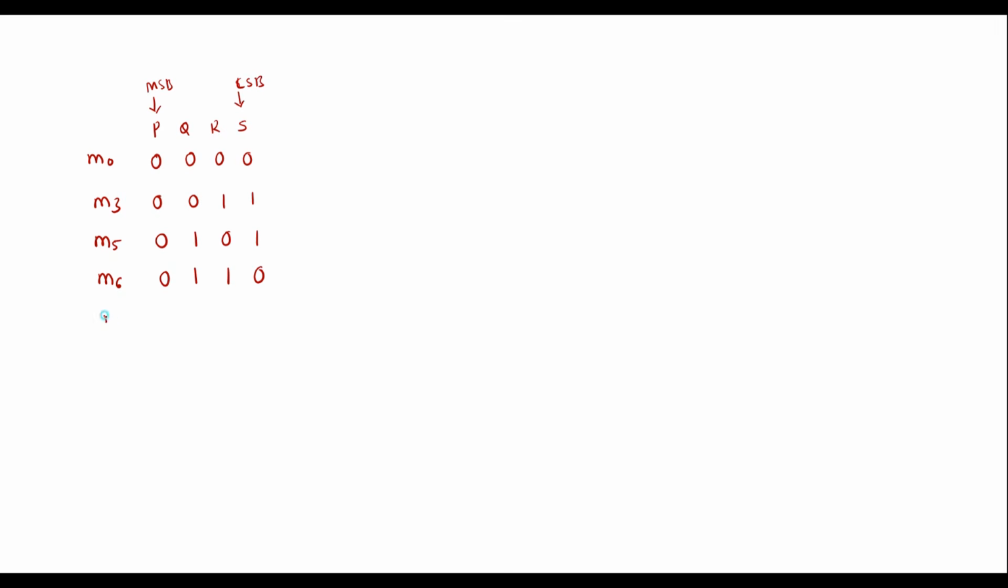Next we have m7, 0, 1, 1, 1. m11, that is 1, 0, 1, 1. m14, that is 1, 1, 1, 0. So in Quine McCluskey method, we are supposed to represent these min terms in different groups. That is our first step. Let me write step 1. So in step 1, these min terms are represented in different groups.